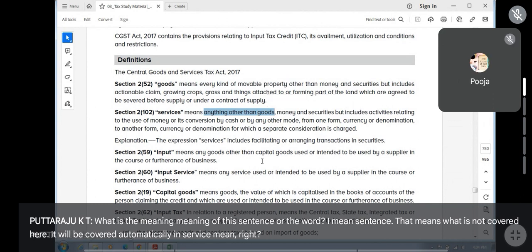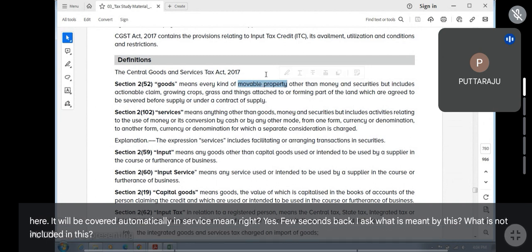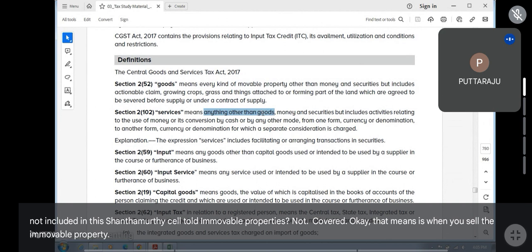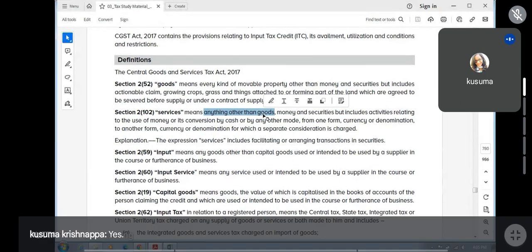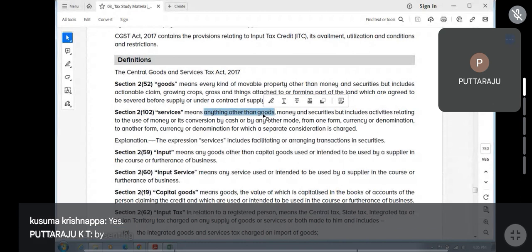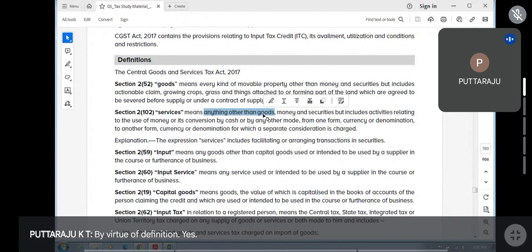Few seconds back I asked, what is meant by this? What is not included in this? Shantamurthy sir told immovable property is not covered. That means when you sell the immovable property, will it be covered under services? By virtue of definition, yes.